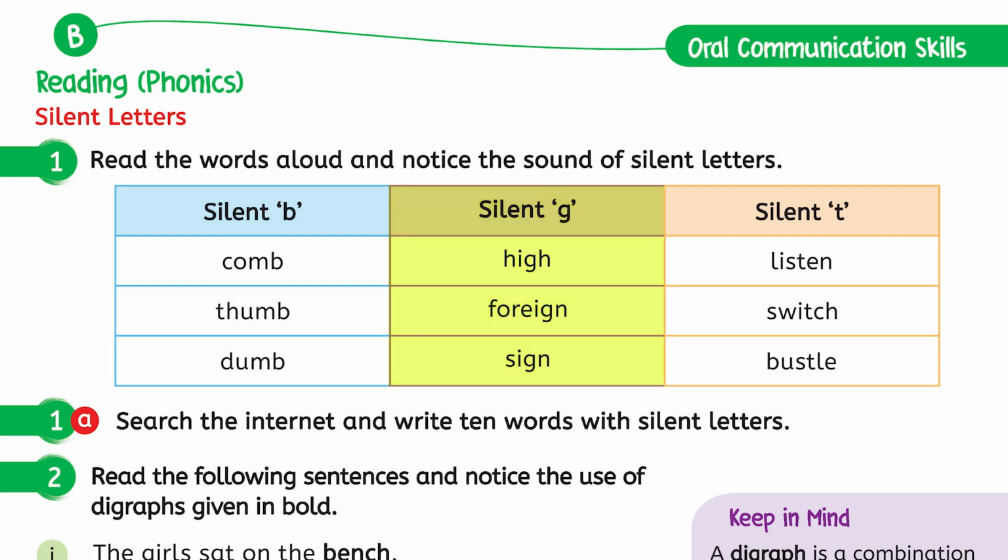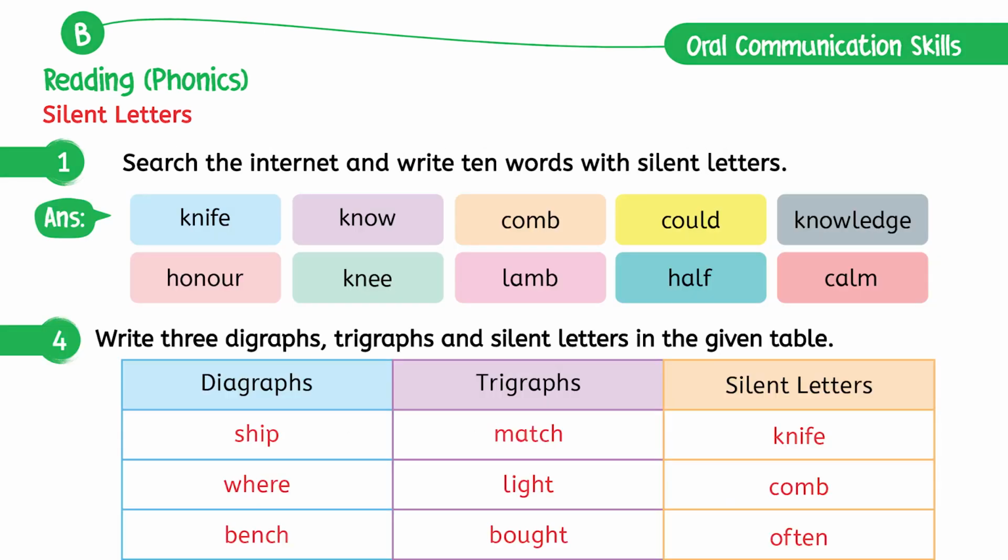And then the silent G, just like high, foreign, sign. And then the silent T, which we are not going to pronounce while speaking listen, switch, bustle. So now we are going to answer question number 1 of this oral communication skills section, which is, search the internet and write 10 words with silent letters.